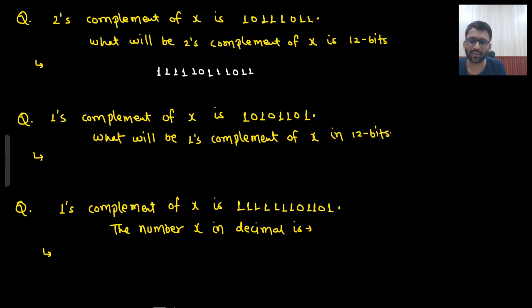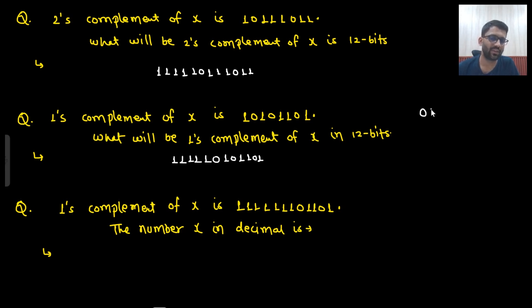1's complement of x is this. So what will be the 1's complement in 12 bits? So 8 bits are there, so I have to use 4 more bits. 1 0 1 0 1 1 0 1.